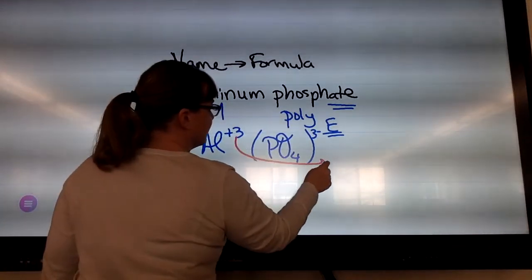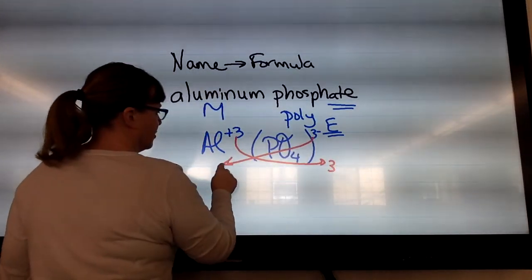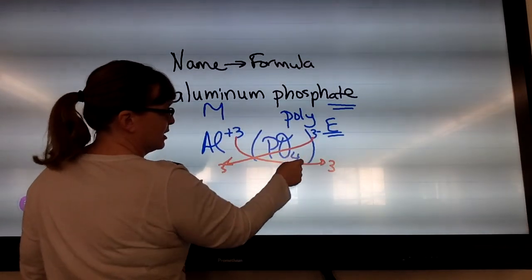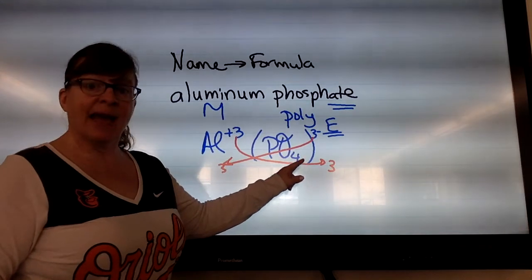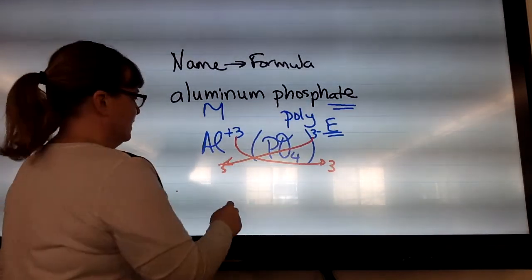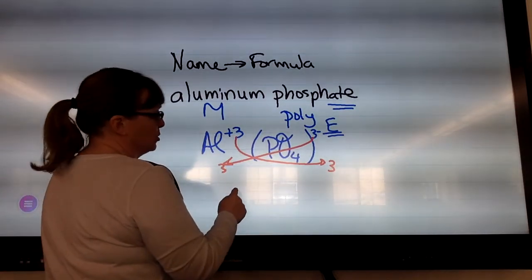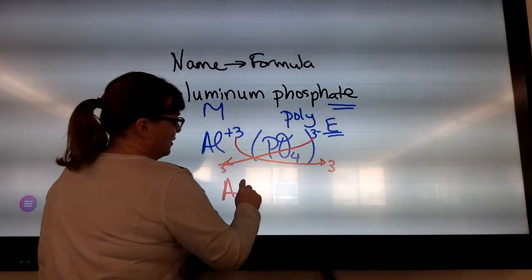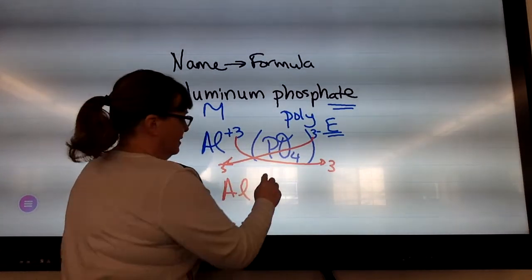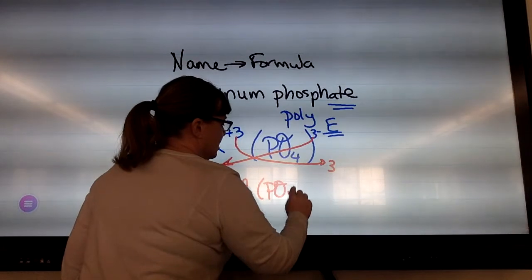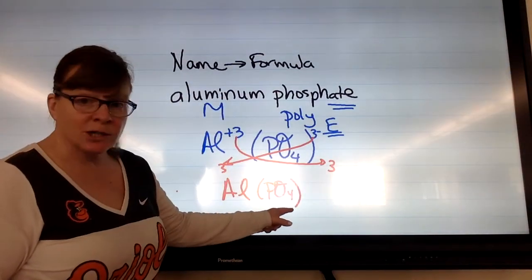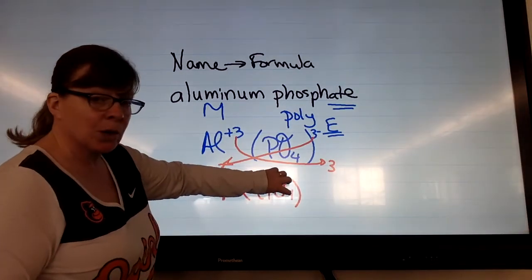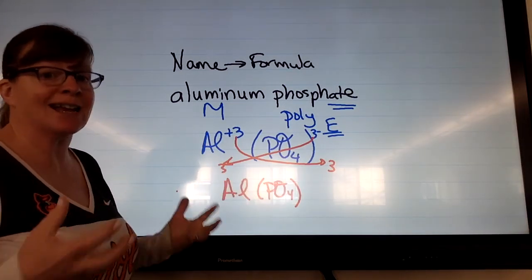I use the crisscross method, 3. Notice the 3 goes on the outside of the parentheses, but 3 to 3 can be reduced. So I can reduce it to 1 to 1. So I still end up with Al1, (PO4)1. Okay. So notice the 4 doesn't go away, right? That's part of its own little group. You can't undo or change that in any way.